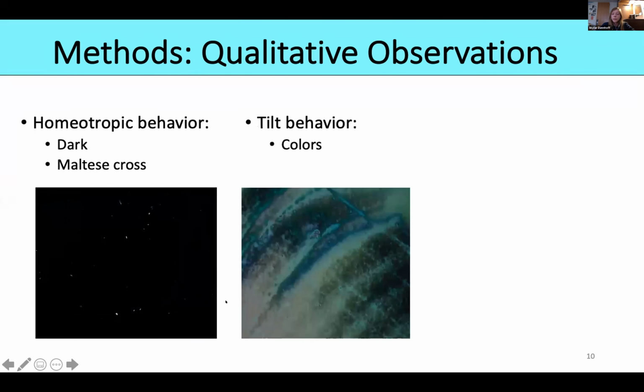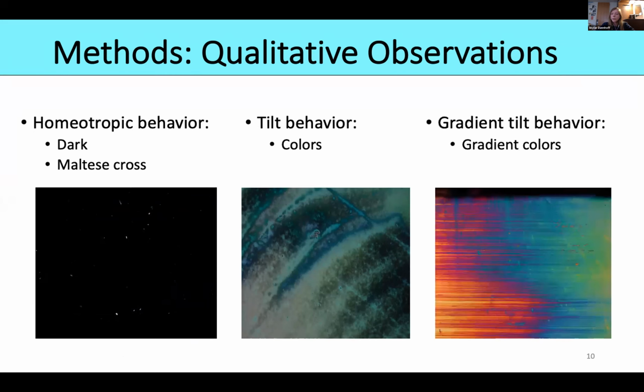And then if we're starting to see actual color come through, that does correspond with a tilt behavior in our alignment layer. So it's getting towards the right direction. But what we really want to see is a gradient in colors, and that gradient in colors corresponds to a gradient in pre-tilts. So qualitatively, that's what we're hoping to observe if this SE-1211 is working the way that we want it to.